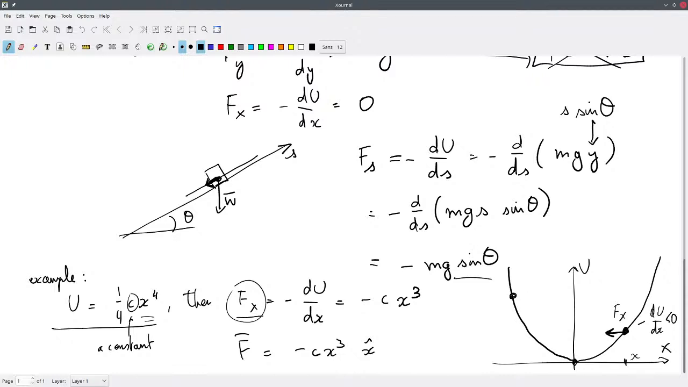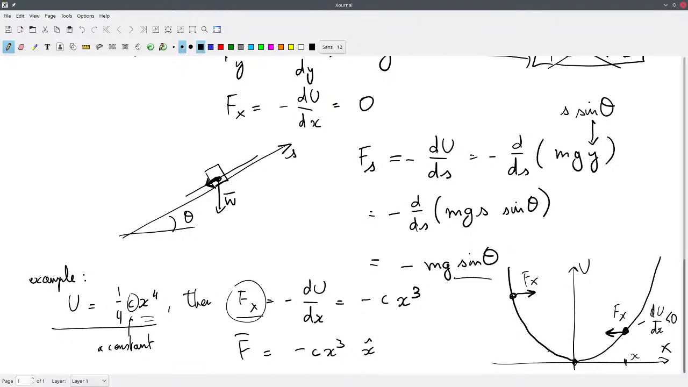If we look at another point here, the derivative of u with respect to x is going to be negative. So minus du/dx is positive. So in this case, the force will actually be pointing in the positive direction. So what will happen here is we have a potential energy that looks like this, and the force that this potential energy describes is always pointing to the minimum in the potential energy.